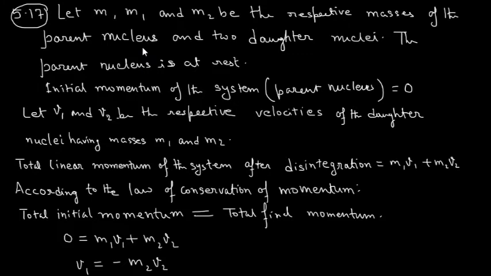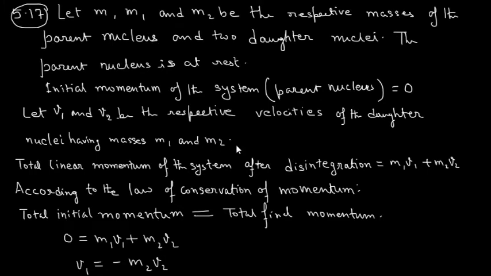So let M, m1 and m2 be the respective masses of parent nucleus and two daughter nuclei. The parent nucleus is at rest. Initial momentum of the system, parent nucleus, is equal to 0. Let v1 and v2 be the respective velocities of the daughter nuclei having masses m1 and m2.